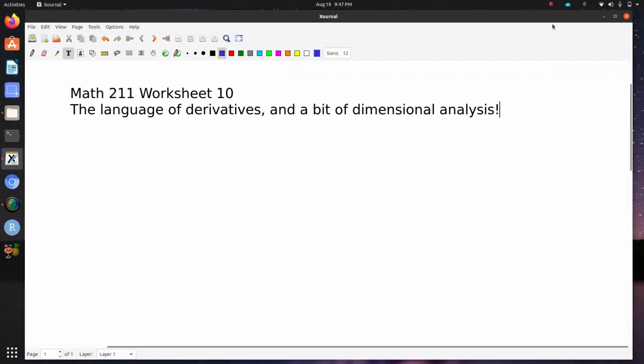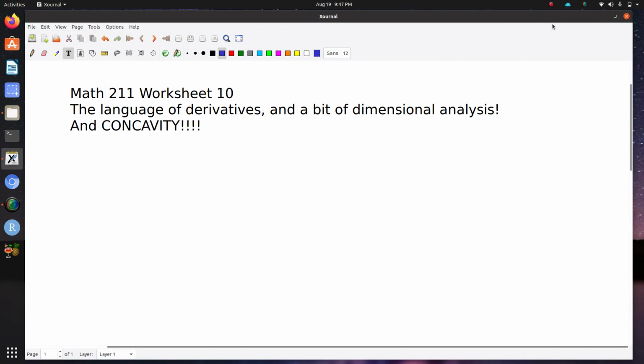All right, so worksheet 10 is, well, a little bit of review, but mostly just messing with your head. Actually, there's one more thing I do need to tell you in worksheet 10, and that's concavity.